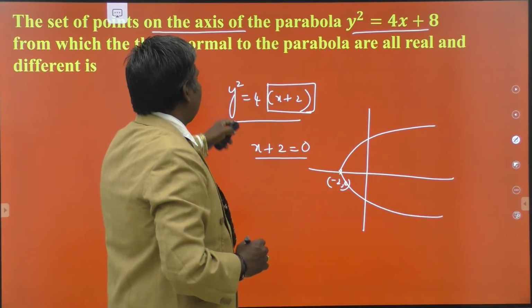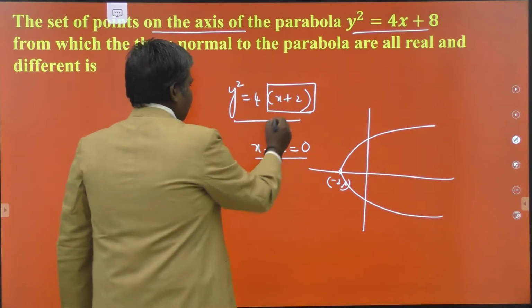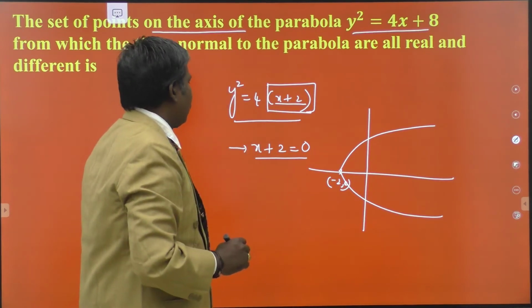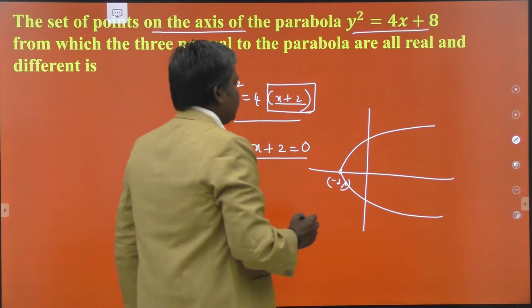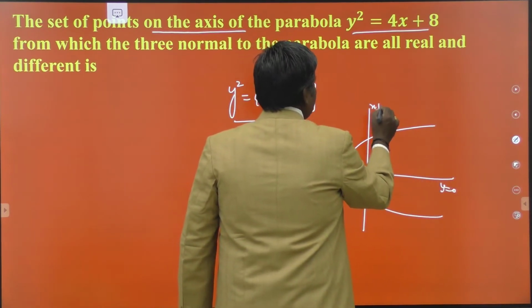This is y square equal to 4x. This is x plus 2. Sorry, this is not the axis. It is the equation of the tangent at the vertex of the parabola. The axis of the parabola is y equal to 0, that is the x-axis. This is the line x plus 2 equal to 0.